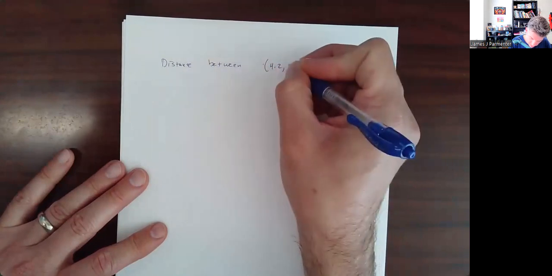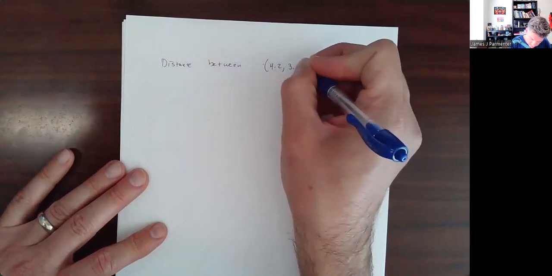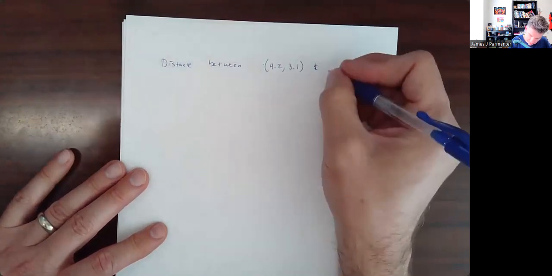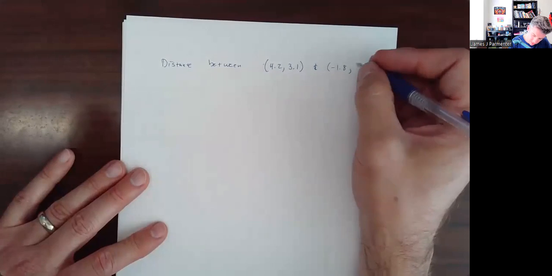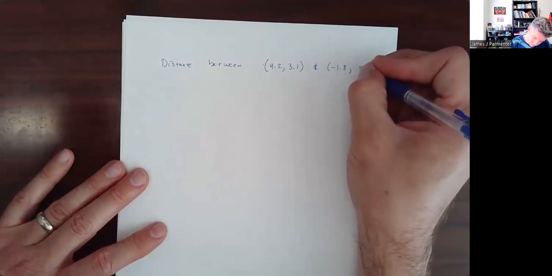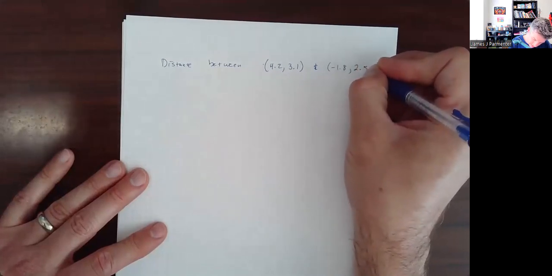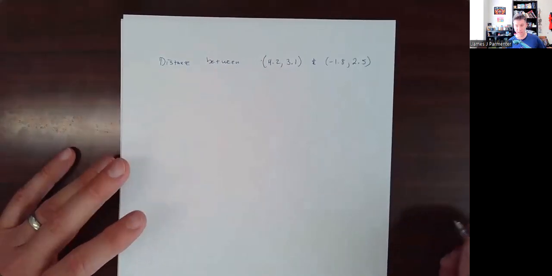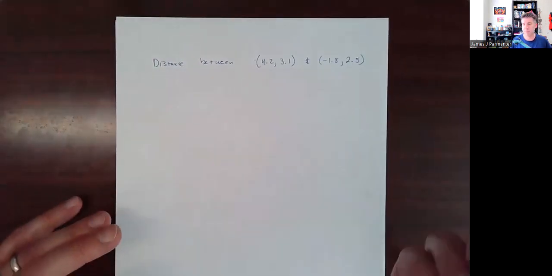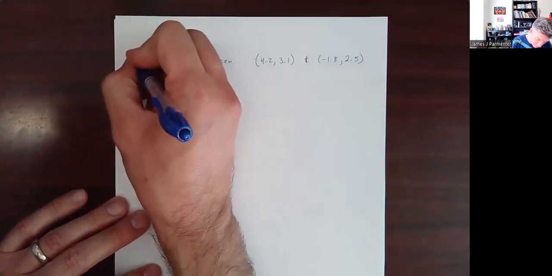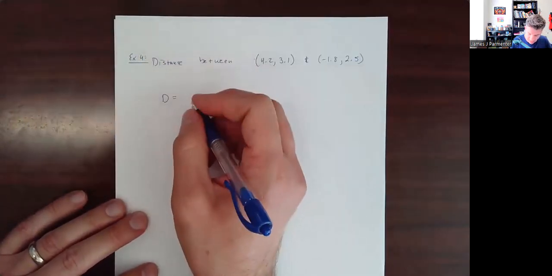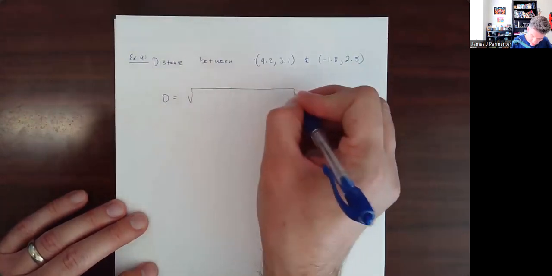Let's say I want to find the distance between 4.2, 3.1, and -1.8, 2.5. We'll see if I put any of these on the assignment, but I just felt like we talked about decimals, might as well.